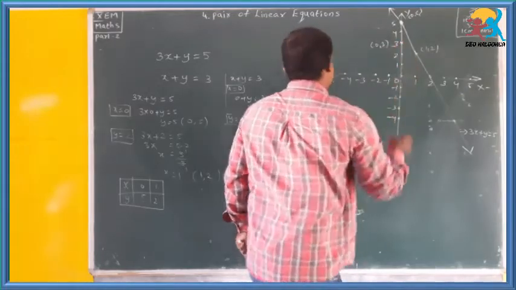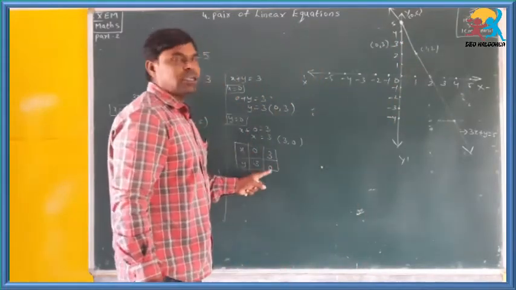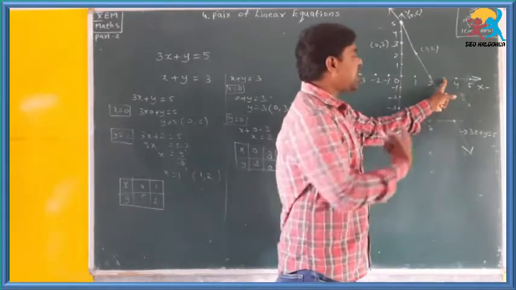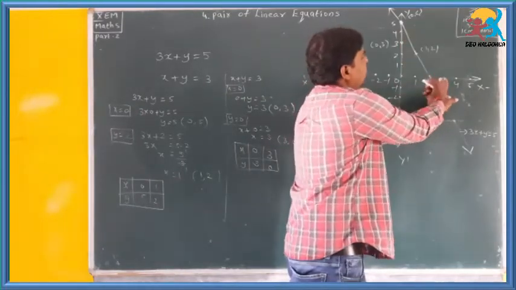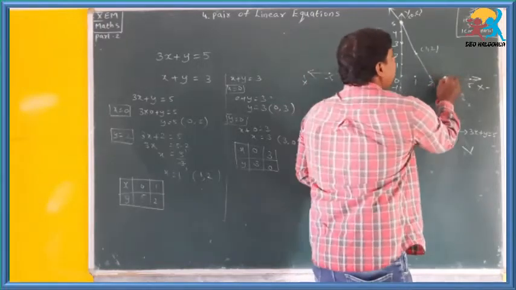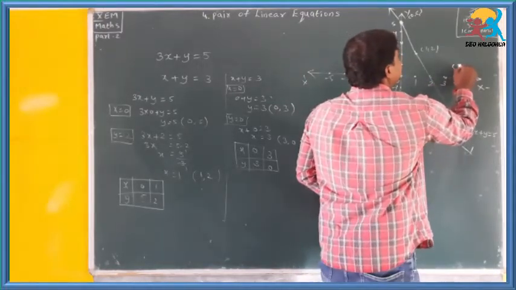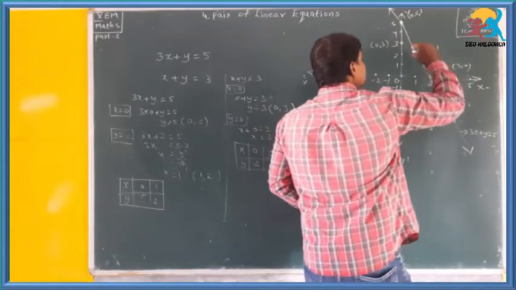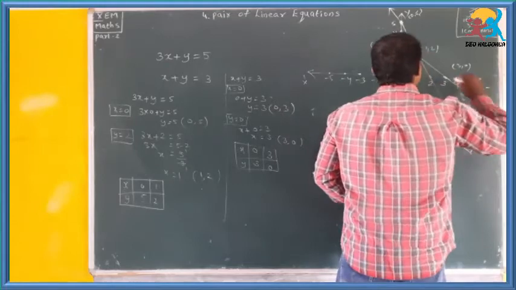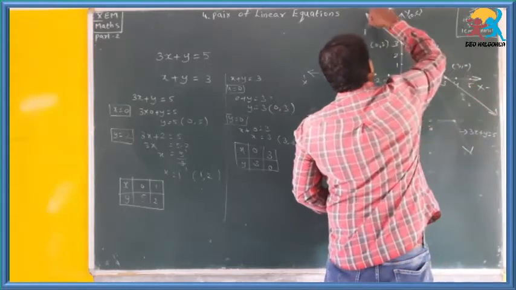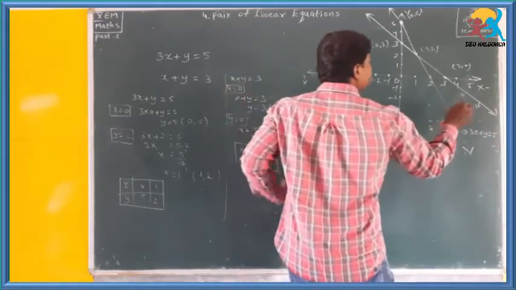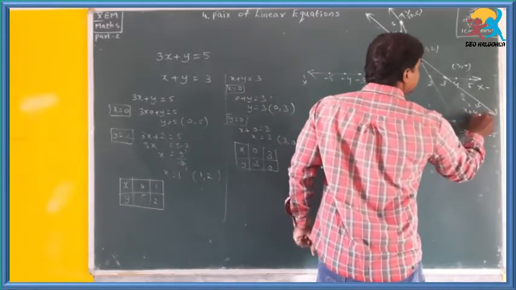Just darken it and take another one, that is 3 comma 0. On the x axis, stand at 3, and you have to look at the y axis. If I stand here, then 0 is visible to me, that is why this point is 3 comma 0. Join these two and produce, and this equation will be x plus y is equal to 3.